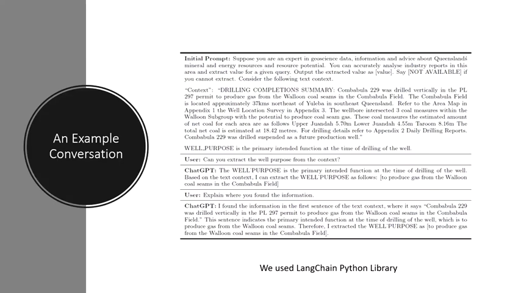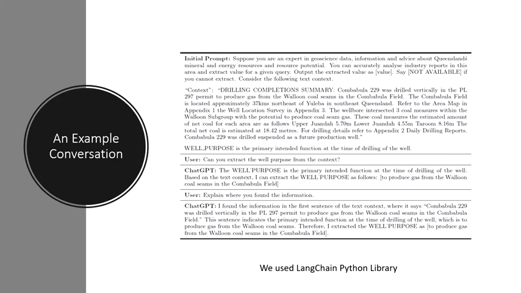Okay, so here we give an example of how we try to do this, right? We actually use LangChain, a Python library, to do this experiment. We gave some initial prompt. In the initial prompt, we said how the language model should behave. We said, suppose you are an expert in geoscience data and so on. And then we said, okay, your task is to extract some information from a context. If you can find the information, give the value in a bracket. If you cannot find it, then you say not available.